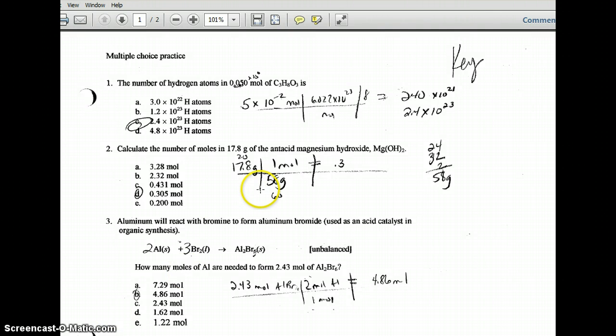You'll see that I took 17.8 grams of magnesium hydroxide. Over here, I calculated its molar mass, which is about 60. So if I take 20 divided by 60, I get 1/3 or 0.30. So even though I've rounded off, I can figure out that D is the correct answer without a calculator.